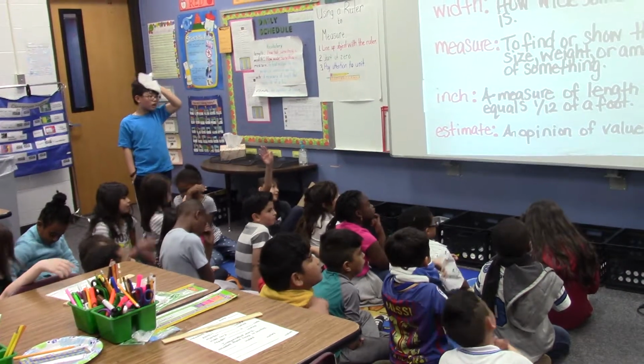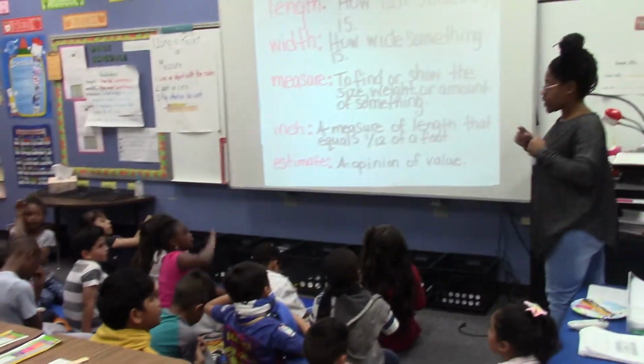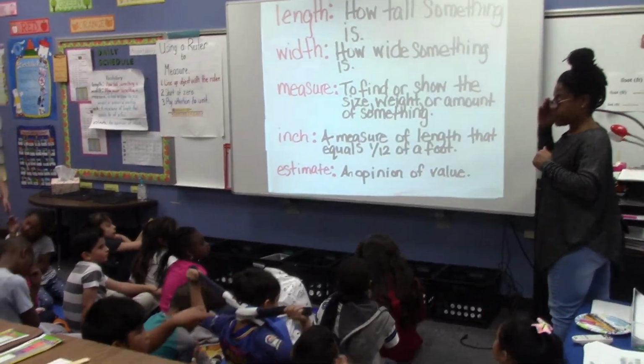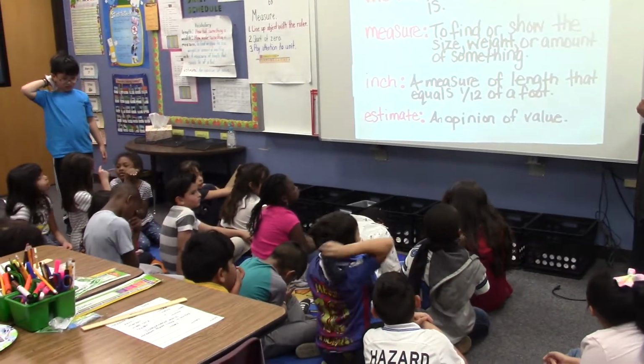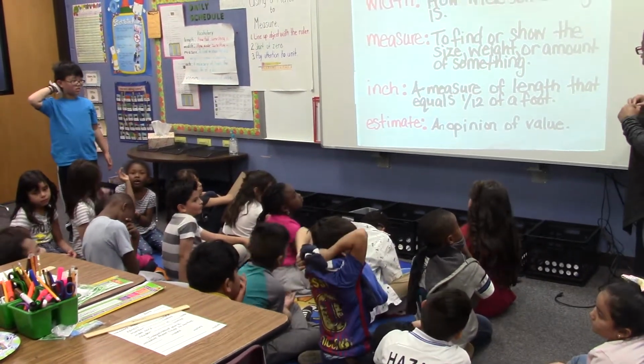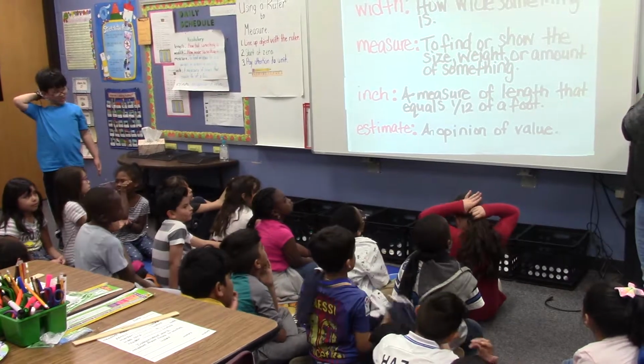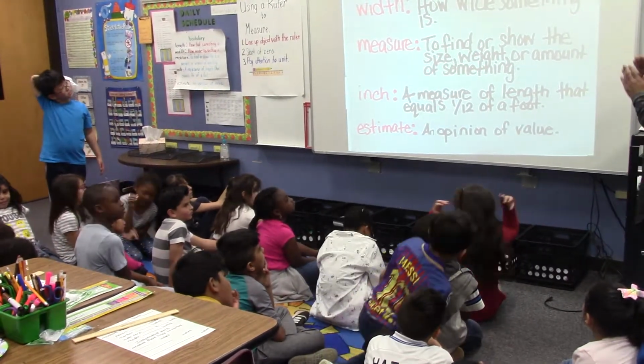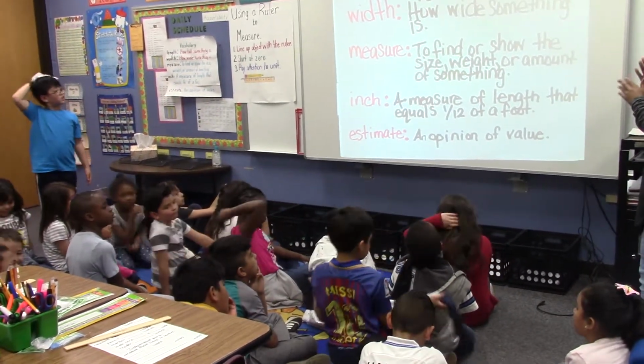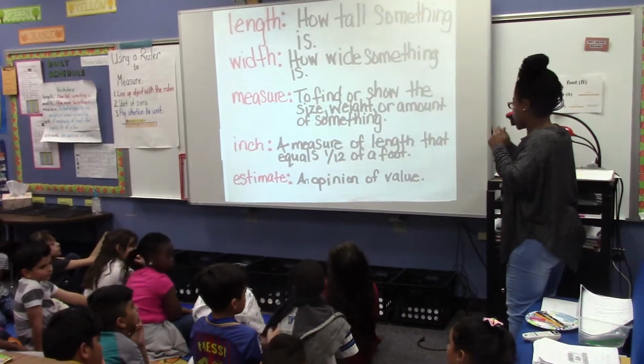All right. An estimate. Osman, please read the definition for estimate. An opinion of a value. So it might not quite be there, but we'll go with the number close to it. All right.